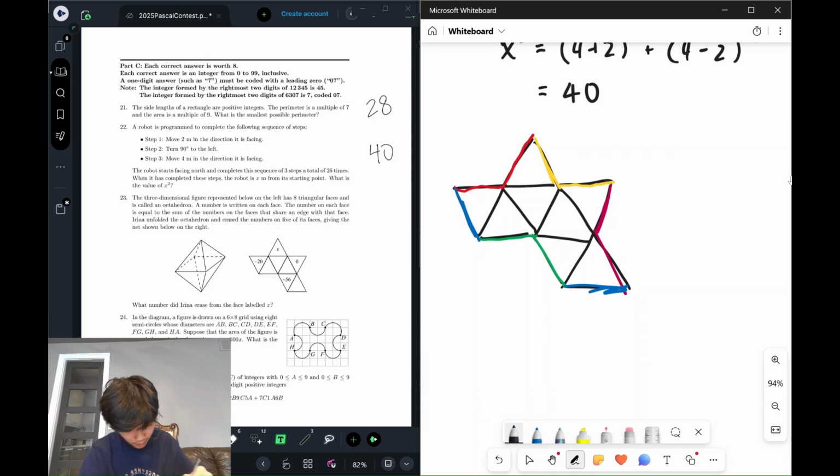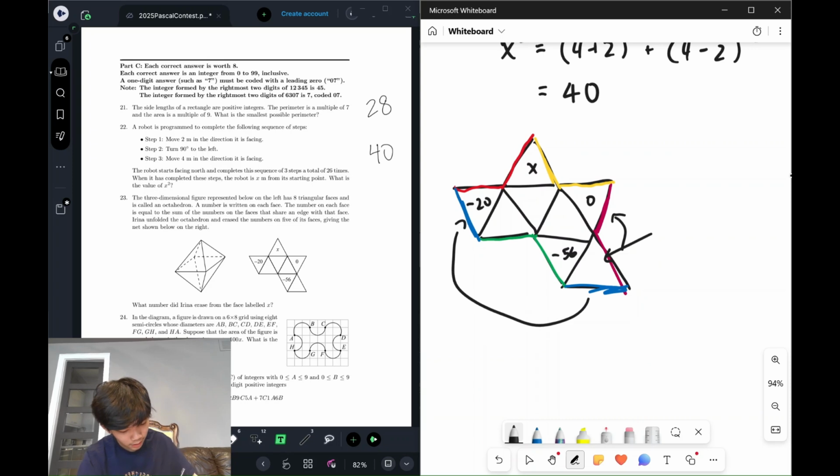Okay, so we have the numbers -20, x, 0, and -56. So let's see, what can we get from this? Well, notice that this triangle over here touches this one, and this one. This means that the one over here is going to be -20 plus -56 plus 0. So this one's going to be -76.